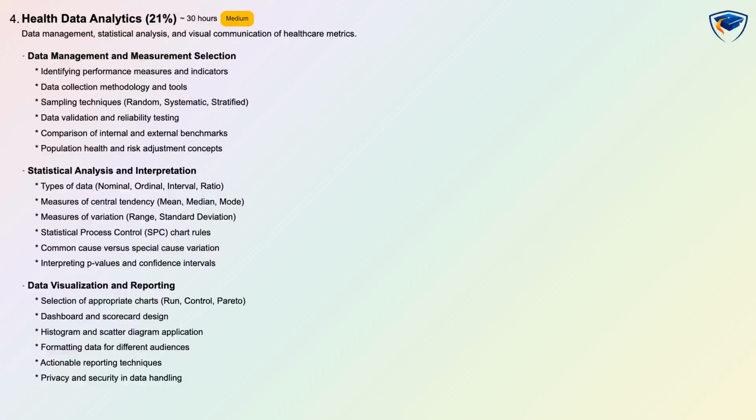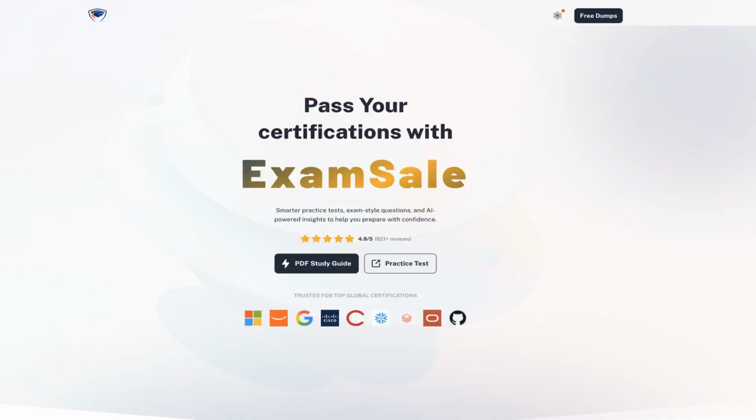You will learn statistical basics including data types, measures of central tendency and variation, statistical process control and chart rules, interpretation of p-values and confidence intervals, and effective data visualization and reporting through appropriate charts, dashboards, actionable formatting, and attention to privacy and security. That concludes the syllabus overview for the Certified Professional in Healthcare Quality exam.